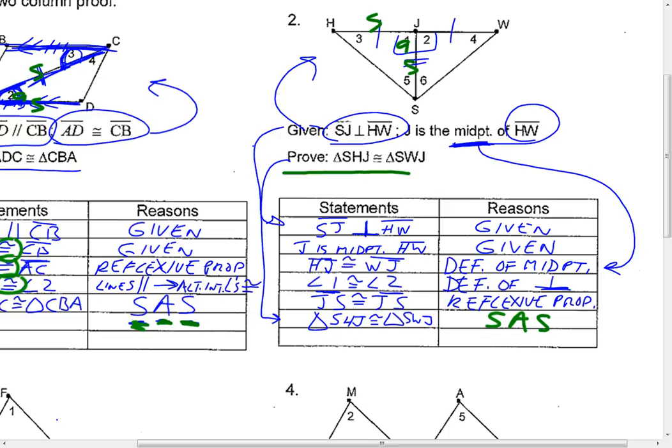If you didn't have 3 there, then you don't have enough information. You probably forgot something. Maybe it was the midpoint line. Maybe it was the angle line.